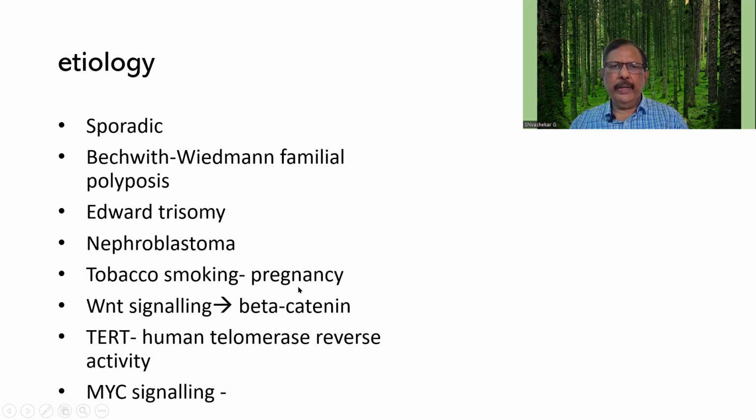In this case, nephroblastoma, which also is associated with Beckwith-Wiedemann. Tobacco smoking during pregnancy of the mother. Wnt signaling can lead to increased amount of beta-catenin protection. And there is also human telomerase reverse transcriptase activity. Mixed signaling is reduced. So these can be the various etiological factors. You can enumerate a few for the exam.